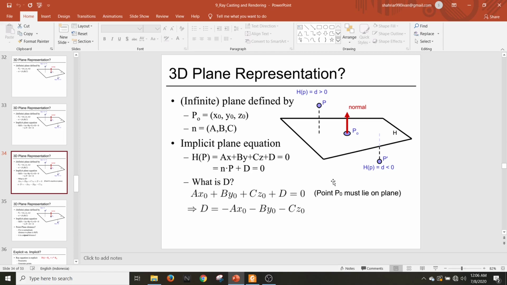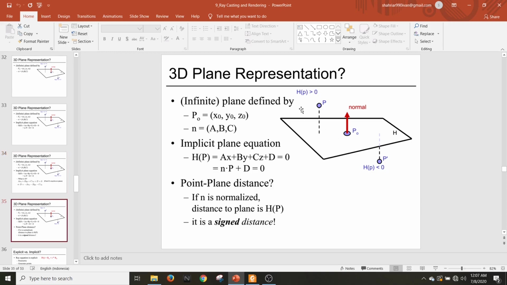And for any general point p, H of p will determine the distance of the point from the plane, given that n is normalized, and it is a signed distance. That is, if H of p is greater than 0, then p must be above the plane. If H of p is less than 0, then the point p must be below the plane. And for all points where H of p is equal to 0, those points must lie on the plane.